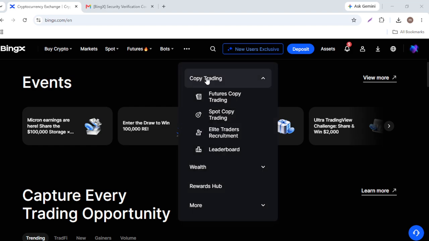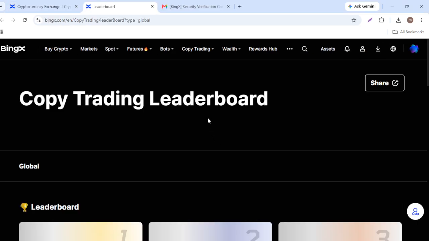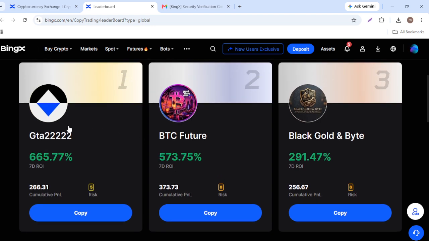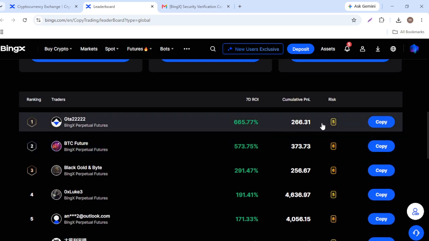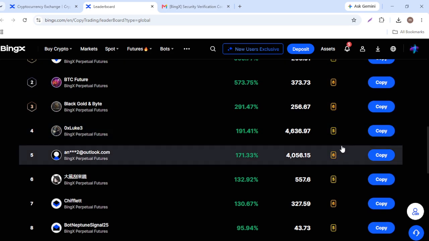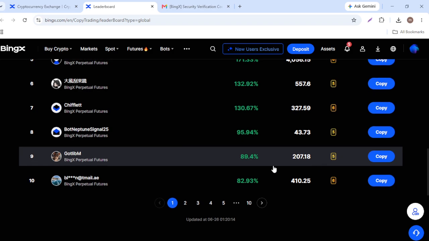You'll be greeted by the leaderboard. Don't filter by total profit, that just shows you who has been lucky the longest. Instead, switch your filters to risk level and Sharpe ratio. You're looking for traders with a low risk score, ideally 1 to 3, and a Sharpe ratio above 1.5, which indicates consistent returns relative to their volatility.